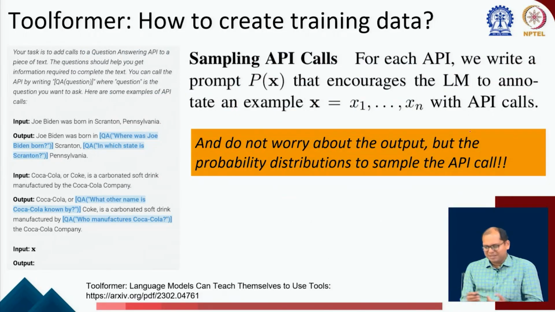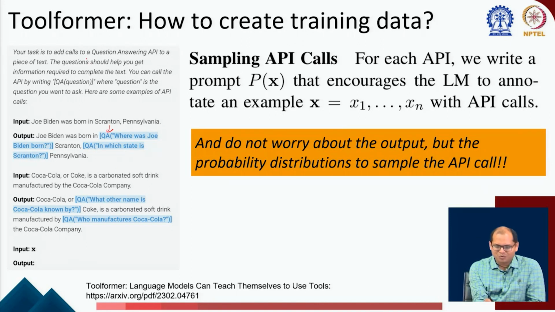So how do you sample API calls? That's where they make use of prompting, because the LM may not know how to sample API calls. How do you say, I will call QA with this question? The idea is I will make use of the in-context learning capability of the LMs. So I will create a prompt. So what is a prompt?